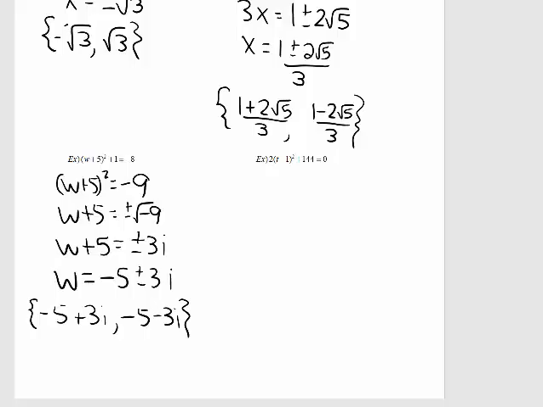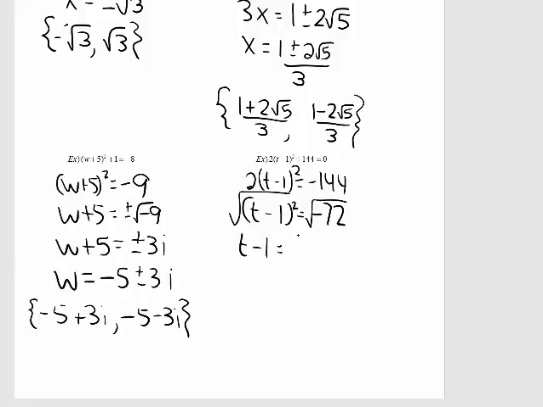Okay, one other example I want to take a look at then. So again, I want to get the squared part by itself. So I'm going to subtract the 144 first. Divide by 2. And now I'm going to take the square root of both sides. Don't forget, it's plus or minus.